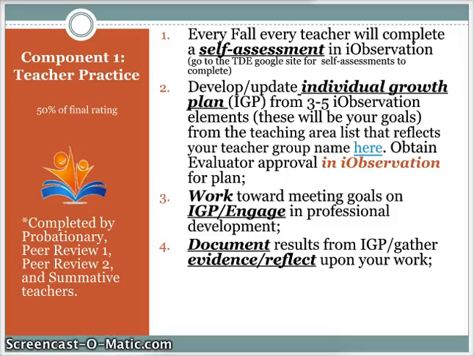After you have completed your self-assessment and have written your individual growth plan, you will submit it through iObservation to your evaluator or administrator for approval by October 1st. You will then spend the year working toward meeting the 3 to 5 goals that you have chosen for Component 1, and you will upload evidence of progress throughout the year. Refer to the iObservation website to look at the learning map and elements specific to your area. Component 1 is 50% of your total evaluation score.